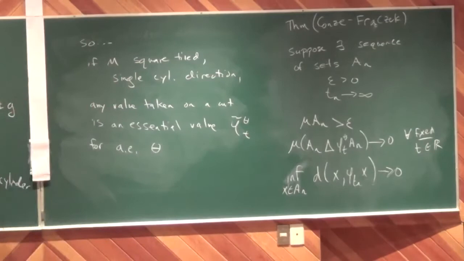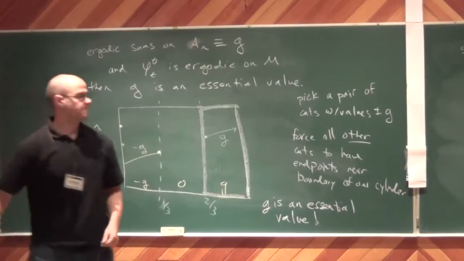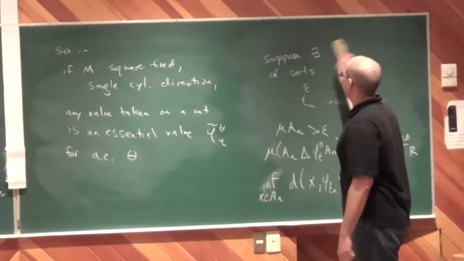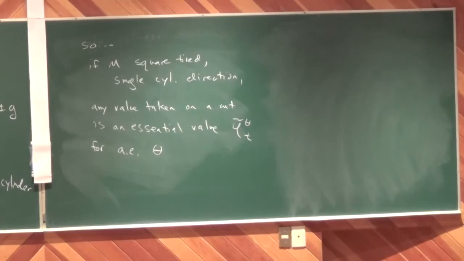Right, what thetas were we dealing with? We were exactly only looking at the thetas for which we could draw these single cylinder directions very closely approximating theta, which was a generic condition. Okay. And remember, the set of essential values forms a closed subgroup of G. Generically, we get to assume that the flow on M in direction theta was already ergodic. So what do we need?